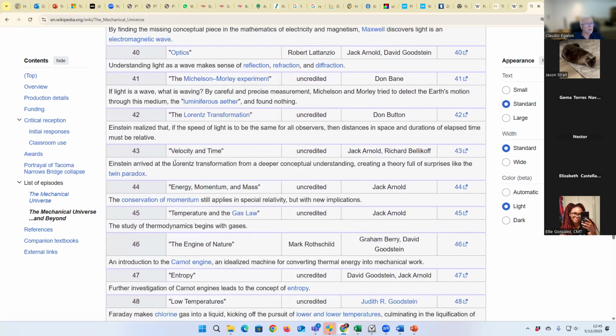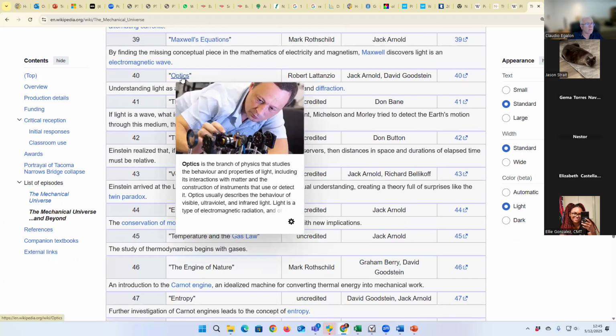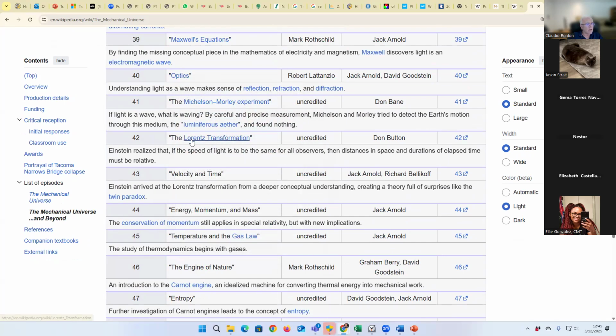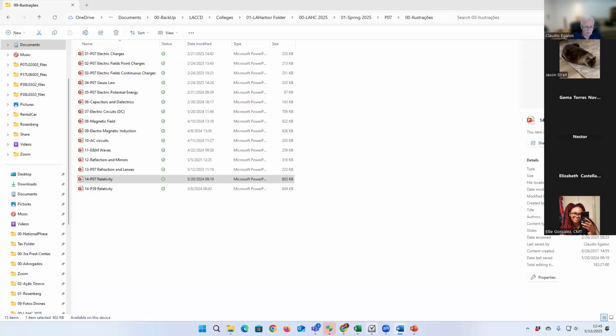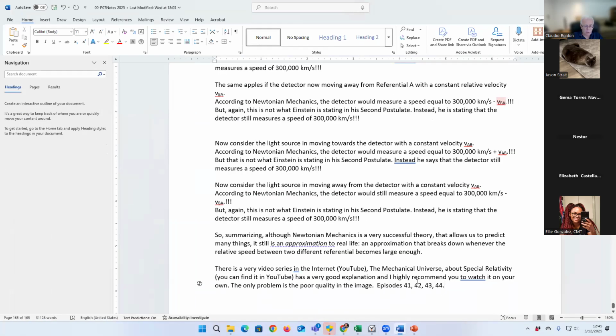Michelson-Morley experiment. Note that we just finished optics, right? The Lorentz transformation, that's 42. Velocity and time, and the energy, momentum, and mass. 41, 42, 43, and 44. Those are the episodes that pertain to this topic. Okay, 41 through 44. And the nice thing about those episodes is that they explain it in a very easy to understand graphical sense.